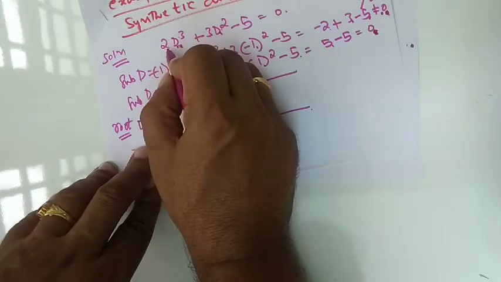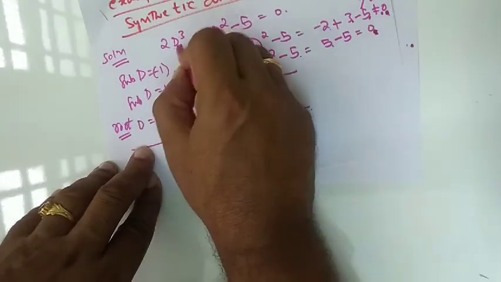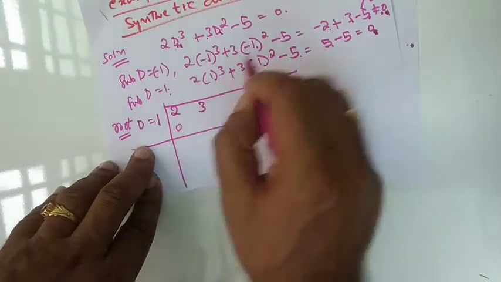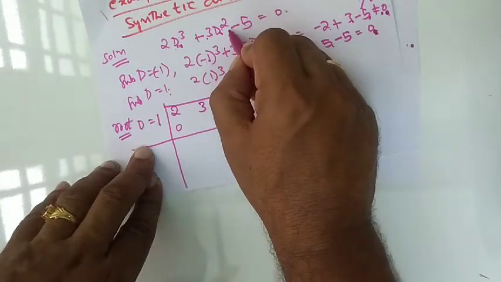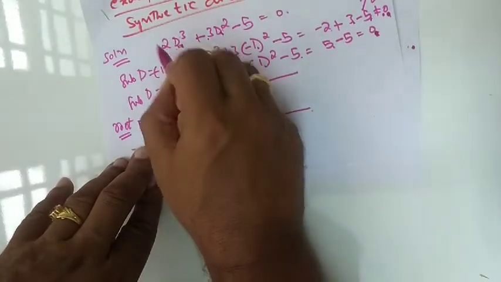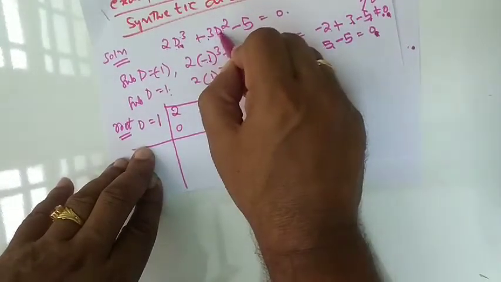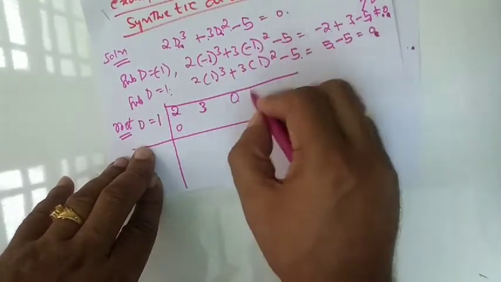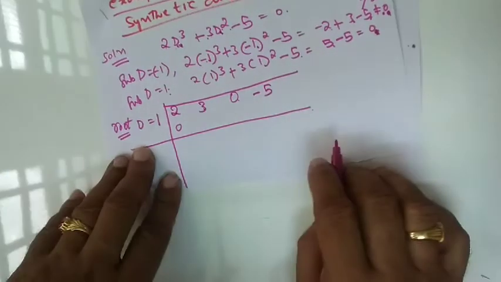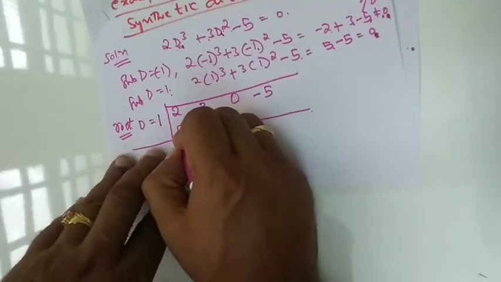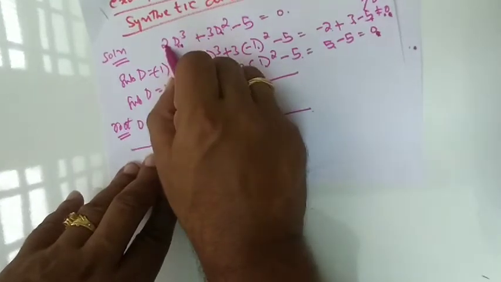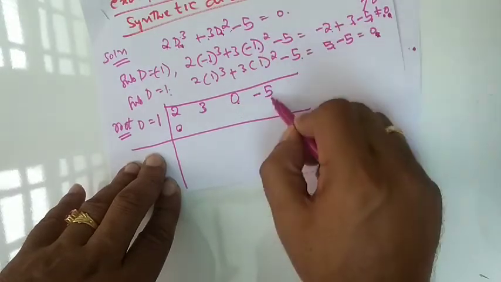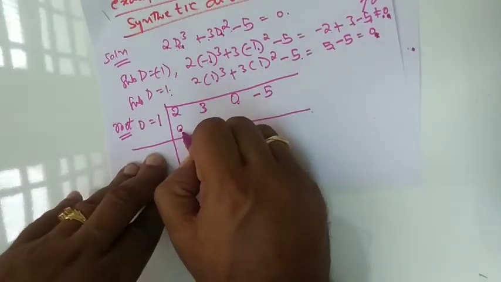Now write the coefficients. What are the coefficients? Coefficient of D cube, 2. Next coefficient of D square, 3. Now next, D is not here, so therefore 0. Observe, 2 I have written. Coefficient of D square, 3. D is not here, therefore 0. Next the constant, minus 5, you have to write. After that, always you keep a 0 here. First write the coefficients, 2, next 3, D is not there, therefore I have written 0, next minus 5.